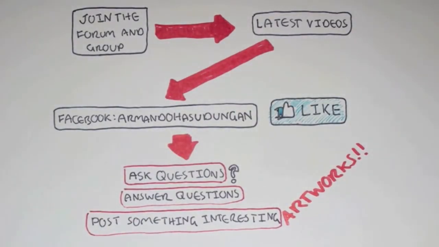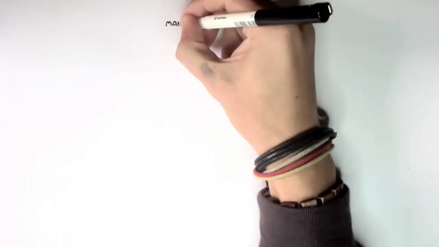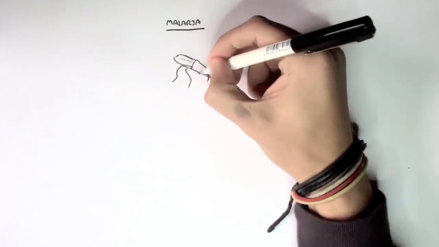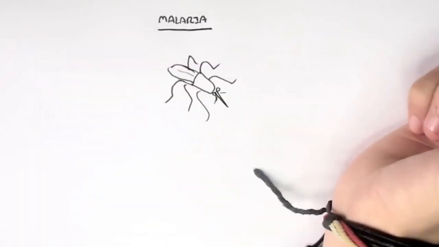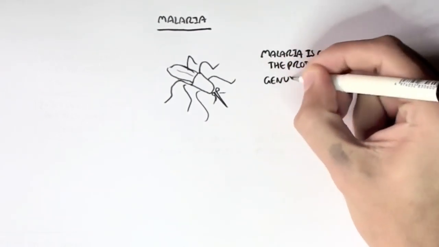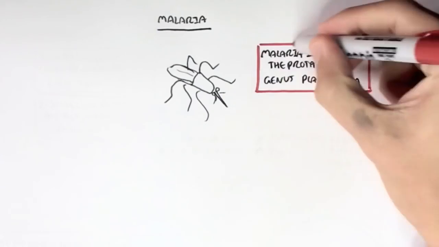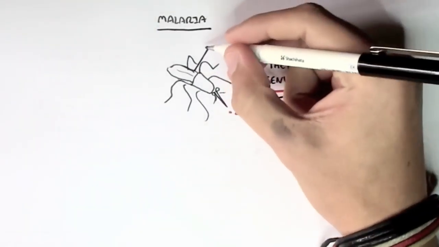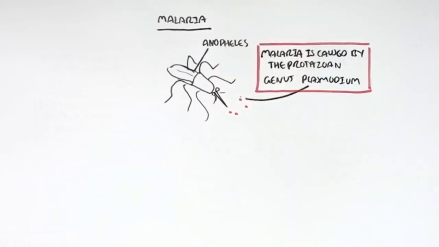In this video, we'll talk about malaria. When we think of malaria, we think of mosquito, but malaria is not caused by a mosquito. Rather, malaria is caused by a parasite that the mosquito carries. Malaria is caused by the protozoan genus Plasmodium. So the mosquito in this case is specifically called Anopheles, from the Anopheles genus, and they carry the parasite Plasmodium.